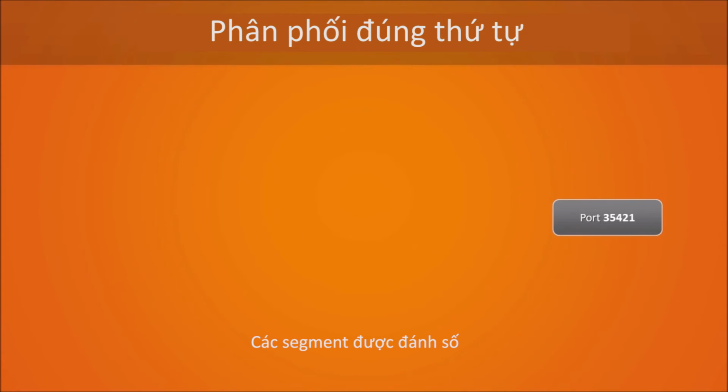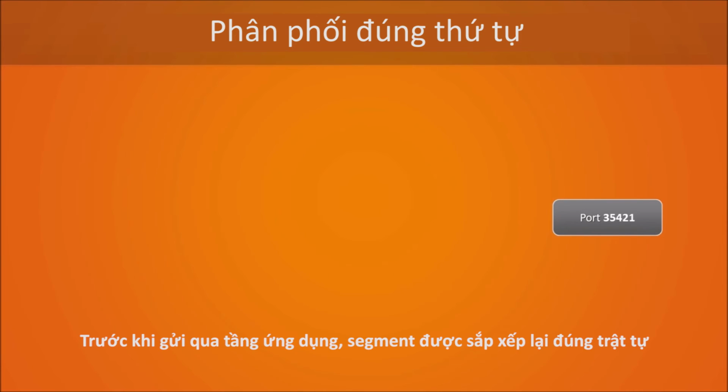Because segments are numbered in TCP, it can also implement in-order delivery. Although packets may still arrive out of order, TCP will rearrange them before sending them to the application.